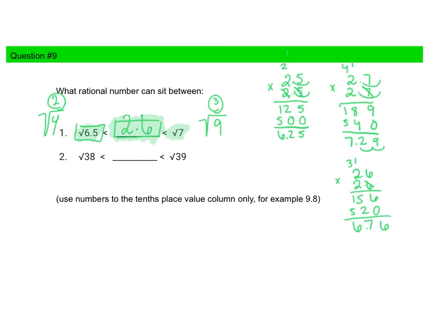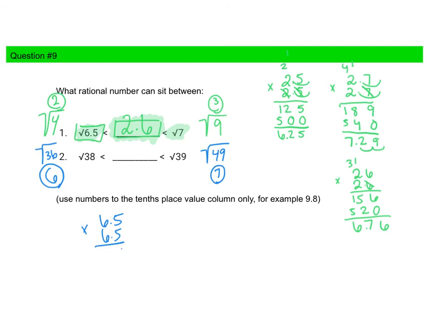All right. The next one, 38 and 39. So these are close to the square root of, well, 36 I know comes before it. The one that comes after it, 7 times 7, 49. So it's in between 36 and 49, so 6 and 7. So I'm going to start with 6.5 again, right in the middle, to see which way I need to go.